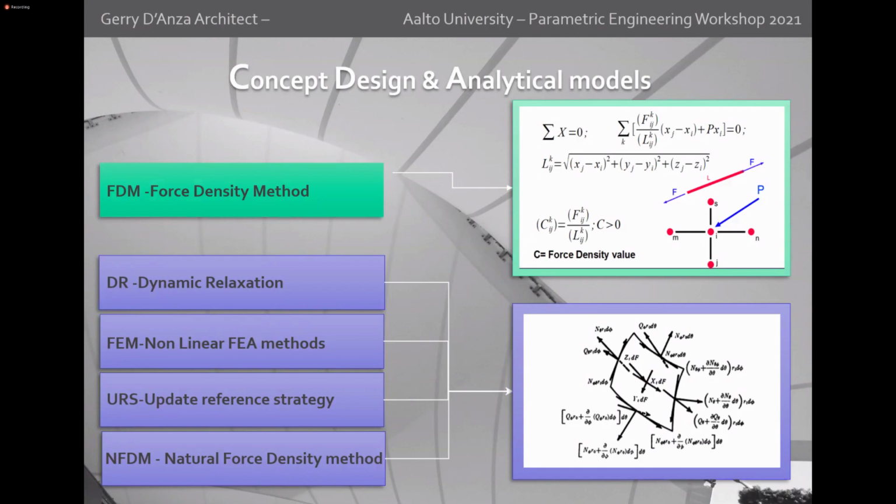Basically, we make a mathematical model made out of nodes and springs, elements that connect the nodes. And we want to find a shape where all these spring elements have a pre-stress, or are in tension, have a positive tension. Clearly, the goal is to find the nodal coordinates.